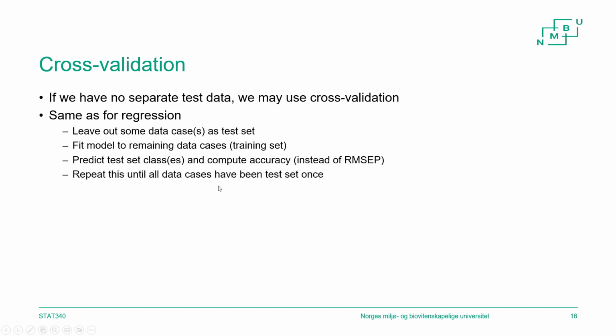And then we of course repeat this until all data cases have been a test set once. So that's cross-validation, right? You leave out some data, train on the data you have left, predict on the test set, and then you simply do this over and over again until all the data has been a test set once. Then you have the final accuracy. So this is easy to do. Let's see how we can do this in R.